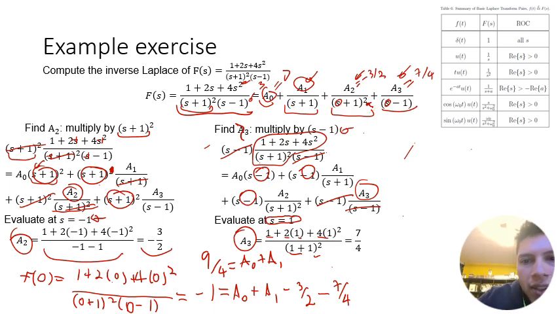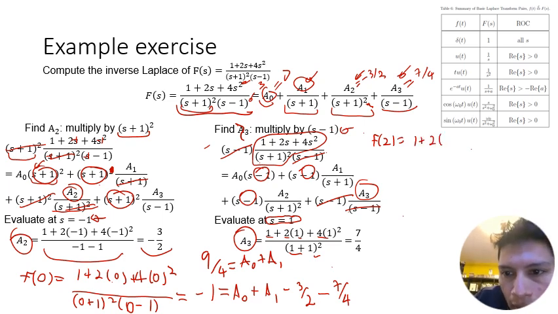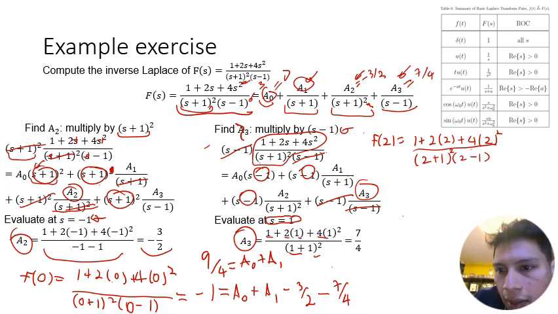Now we need a second equation, and to make our life simple, we've already used 1 and negative 1, so we have to use 2. We could use 3, but 3 is going to make the math more complicated, so it's not ideal. So let's just use 2, because multiplying by 2 is easy. So now we say that f of 2 is equal to 1 plus 2 times 2 plus 4 times 2 squared divided by 2 plus 1 squared times 2 minus 1. So we're going to get, on the top, 21 over 9.